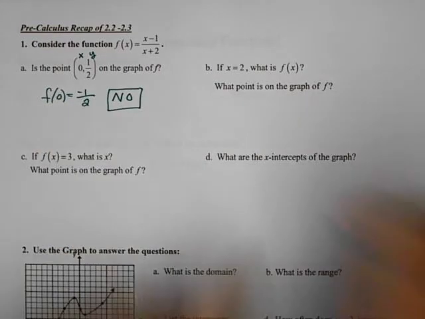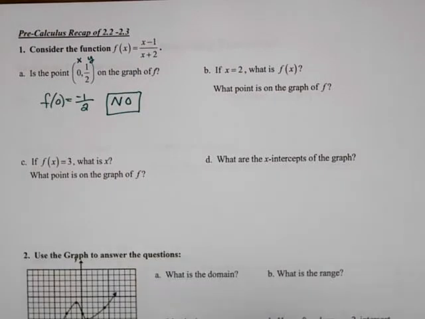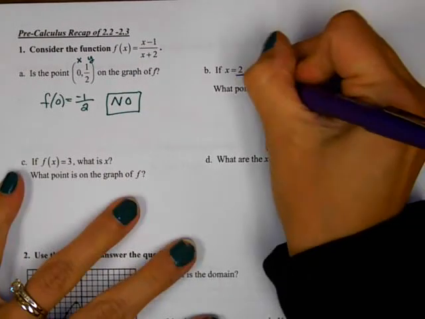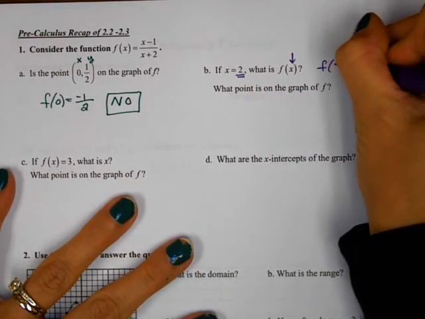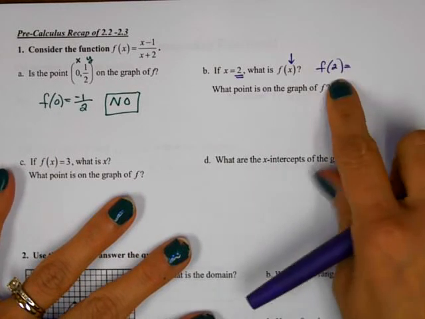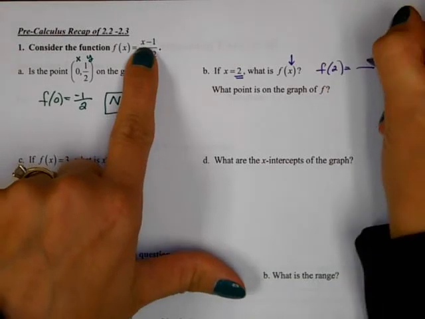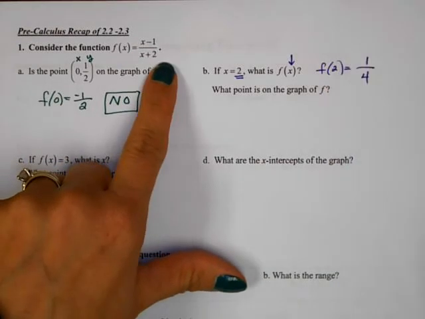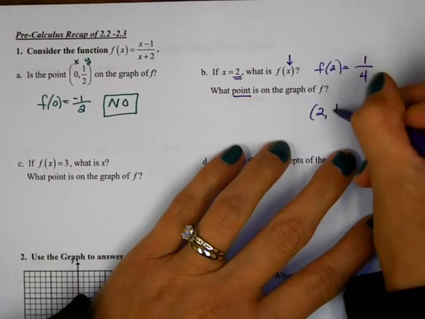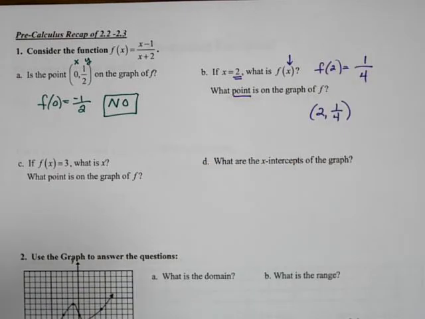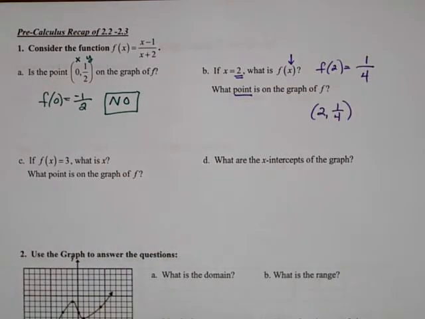Okay, let's see. If I said if x is equal to 2, what is f of x? Okay, so what I'm going to do here is plug 2 into the function. f of 2. Okay, and that's how you properly label your work to tell me I'm now plugging in a 2. 2 minus 1 makes the numerator 1. 2 plus 2 makes the denominator 4. Okay, what is the point on the graph? I plugged in a 2 and I got the output of 1/4. That's the point. Input, output. Okay, let's just make sure we're doing proper labeling there.